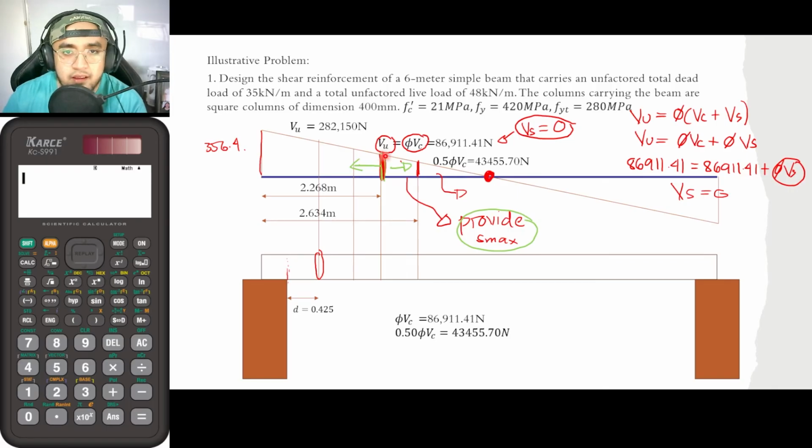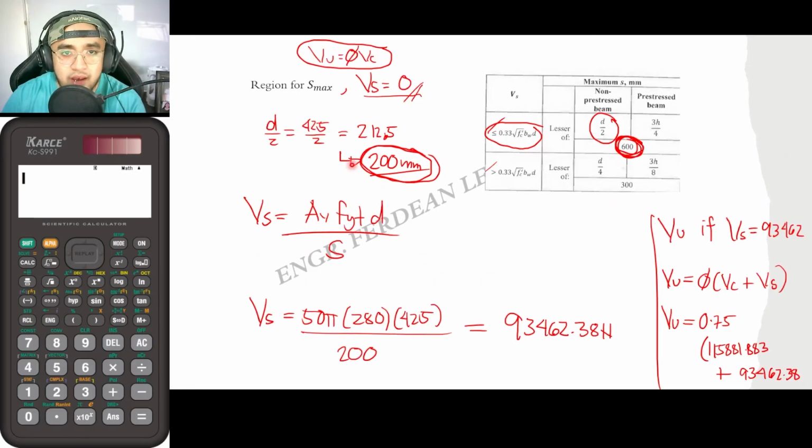So again, in this region, towards the right, we will be providing an S-max, even though that VS there is actually equal to 0. Though theoretically speaking, hindi naman po talaga kailangan ng stirrups dito, pero magpo-provide pa rin po tayo ng S-max. And hindi naman po talaga 0 yung S-max natin. So, for S-max, VS is not really 0. And what we did here was that we have solved for the value of VS if S here is now equal to S-max. And we have found out that the value for VS is 93 kilonewtons.